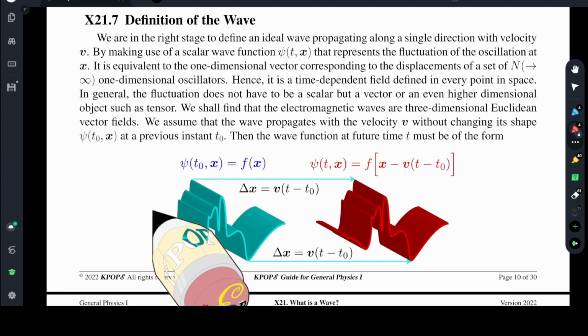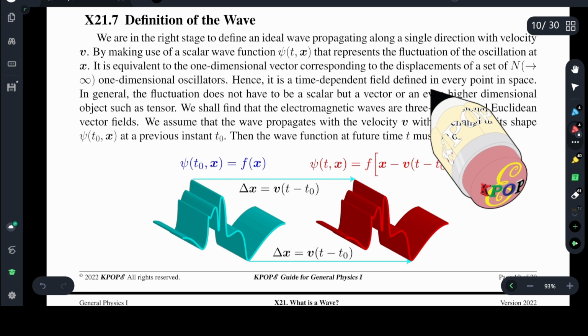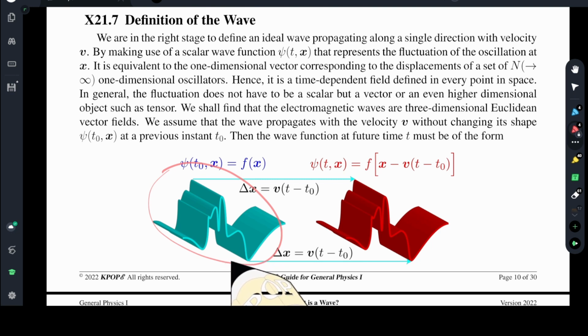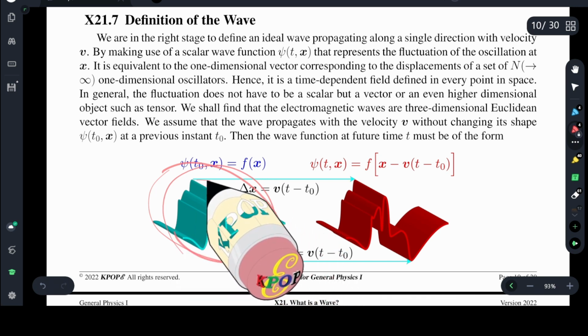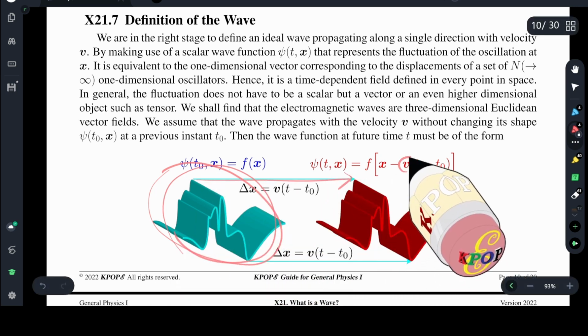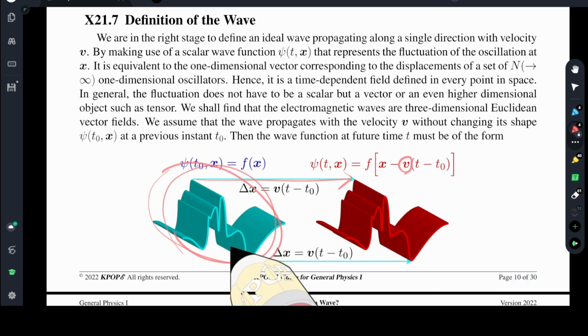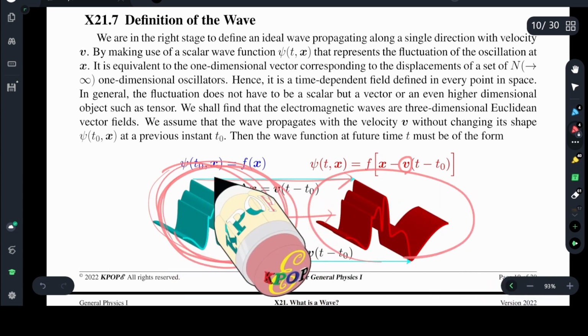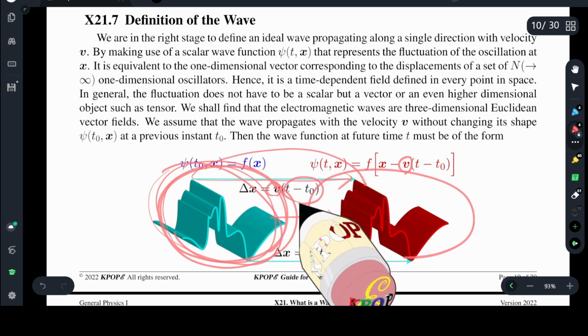Let us consider the definition of a wave. A wave is a propagating distribution of oscillations of the many oscillators hidden in a medium. So we first consider the simplest case, where the shape of a wave translates as time goes on with the propagation velocity. In that case, this function, this wave function, is translating, and the distance of travel is velocity times time.